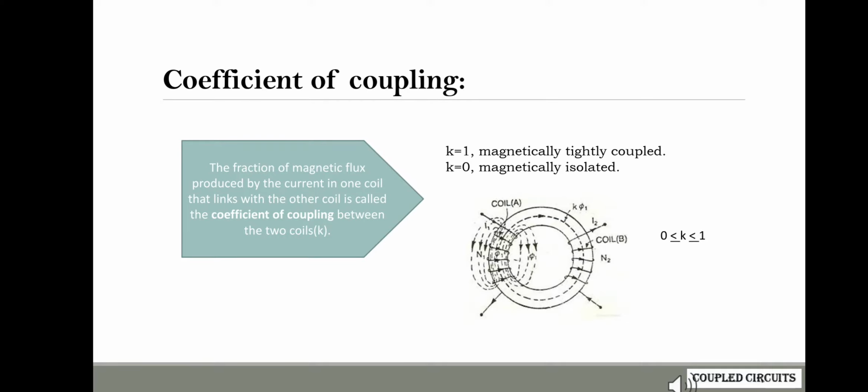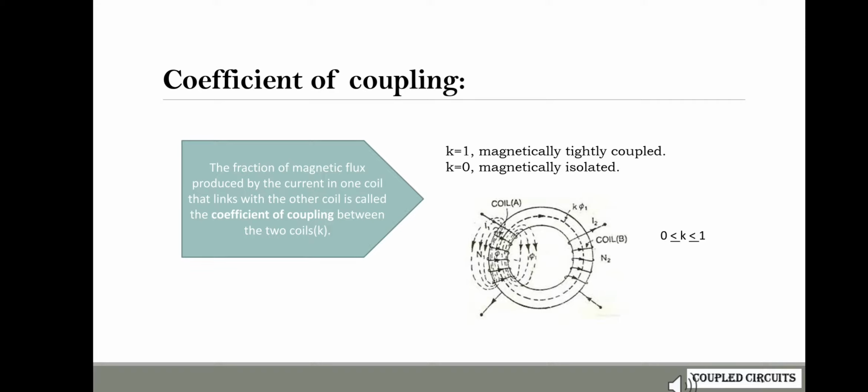Now we'll move to the concept of coefficient of coupling. When two coils are taken, for example coil A and coil B, when current flows through one coil, it produces a flux. The whole flux may not link with the other coil. This is because of leakage of flux by a fraction. And this fraction is known as the coefficient of coupling denoted by K.